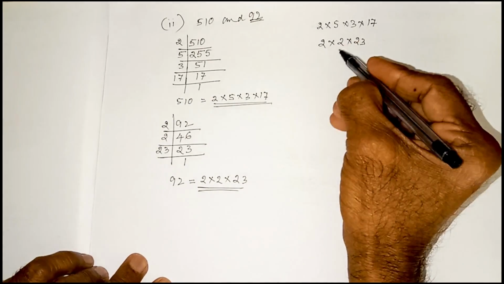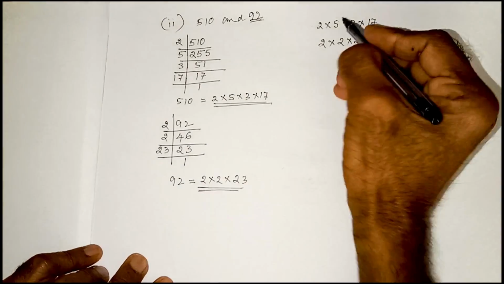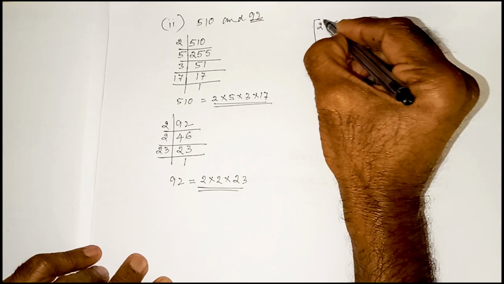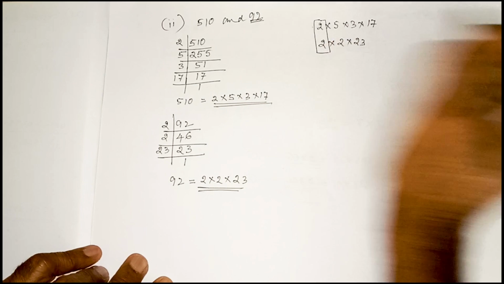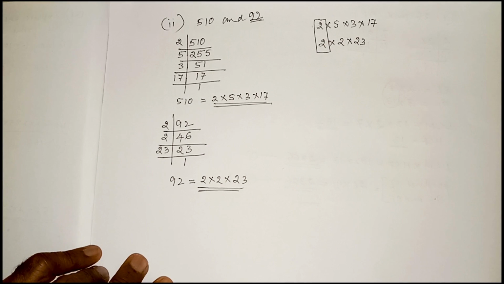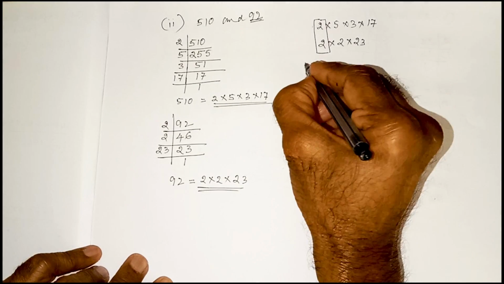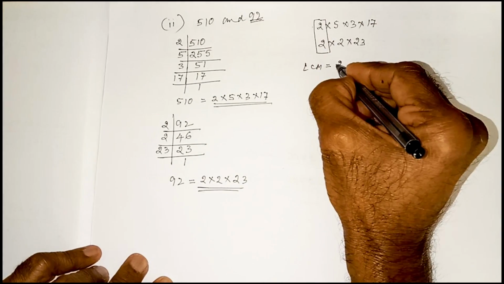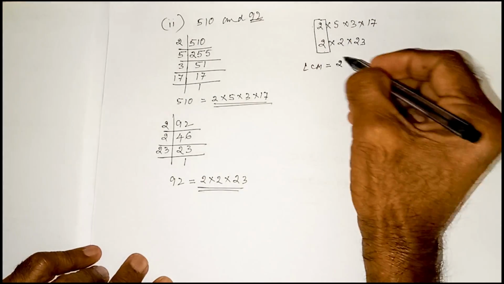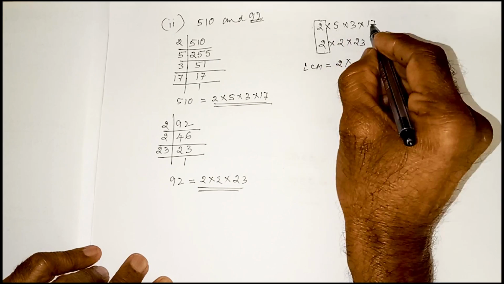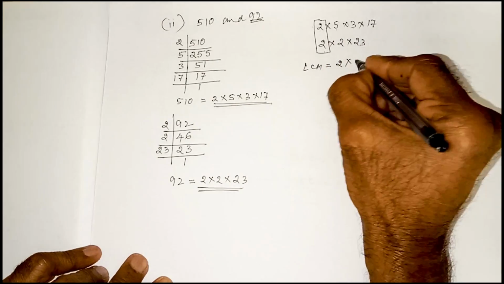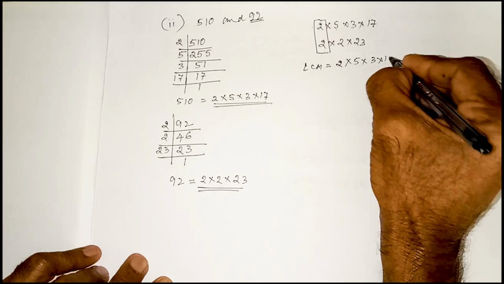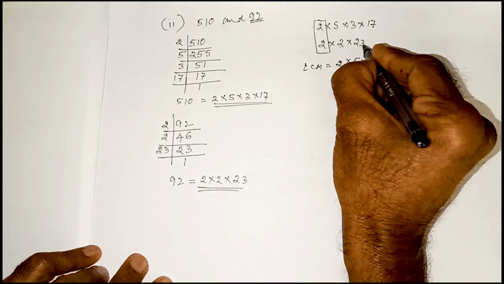Now you know to find out LCM, all you need to do is find out what is common. 2 appears to be common. Further, there is no number which is common. Therefore, the LCM of these two numbers is 2. You have to write only once. Balance you have to write as it is. 5, 3, 17, 2 and 23 you have to write as it is because they are not common. 5 into 3 into 17 into 2 and 23.